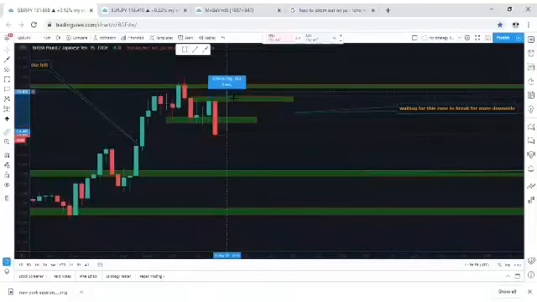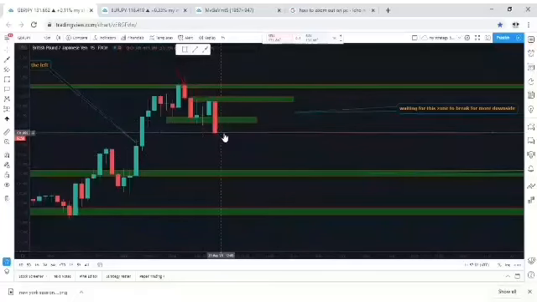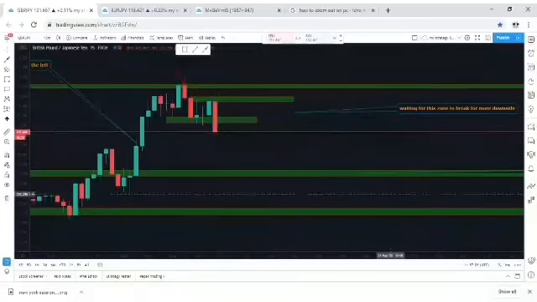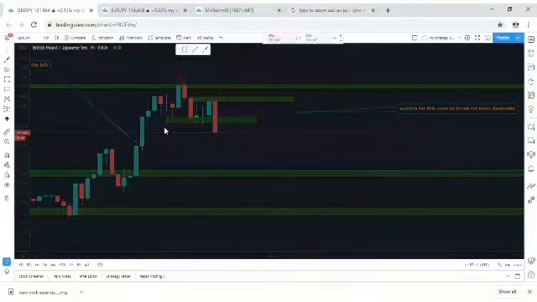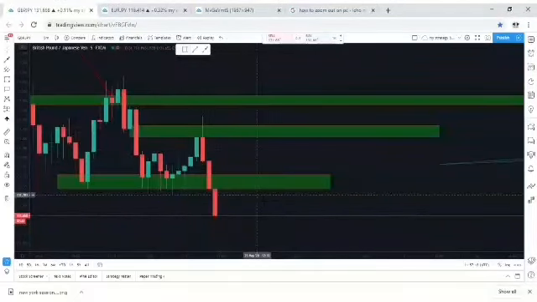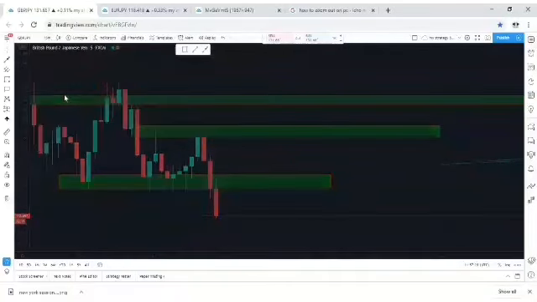See, 20 pips stop loss. No. Let's wait for these candles to close. 20 pips stop loss is too much. Yeah, it's too much. So let's relax. Let's look at the 5 minutes, if we can have any good thing on the 5 minutes. Okay, you can see. Let's wait. Let's relax.